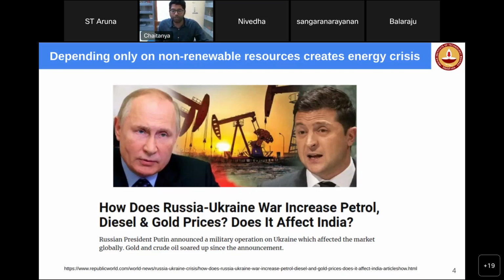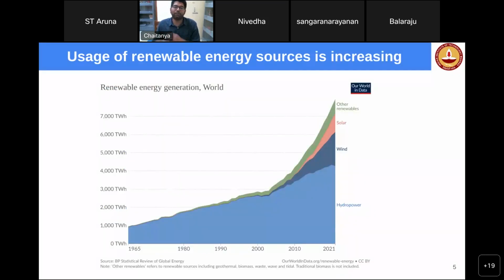And of course, it is not a new thing just because of the Russia-Ukraine war. People know about this, and we have been continuously trying to use more and more renewable energy resources, as can be seen from this particular graph. The usage of renewable energy resources is increasing, and it has to be further increased.